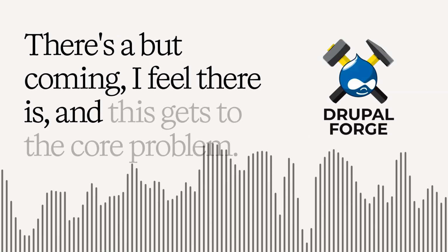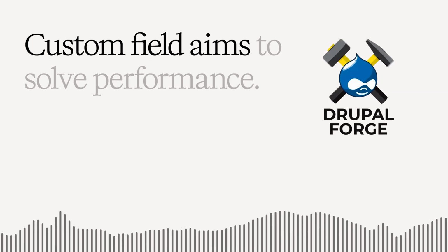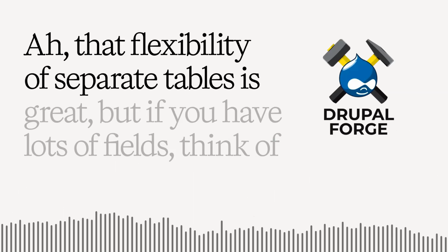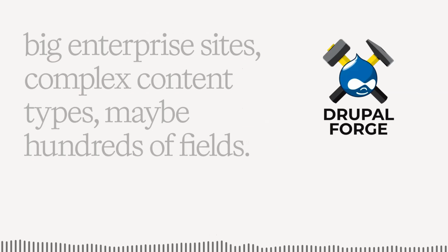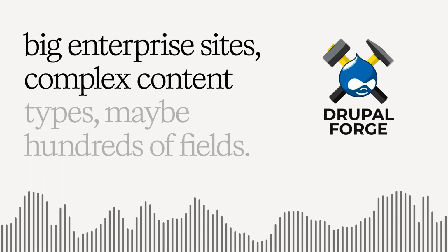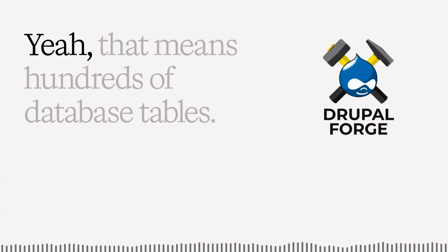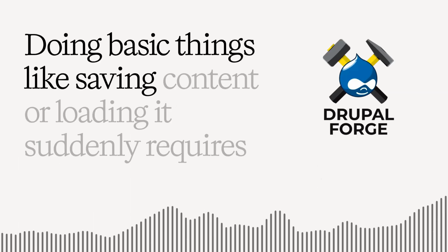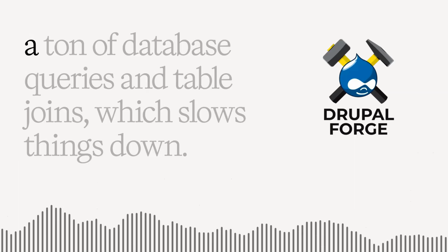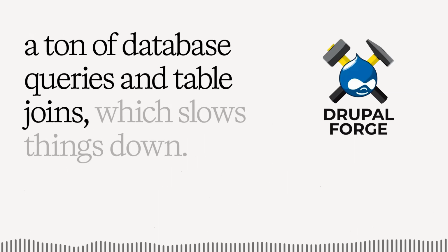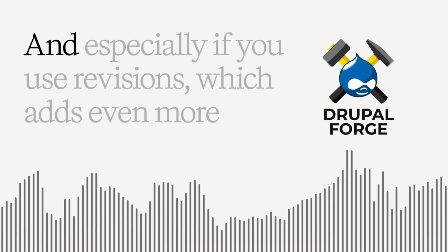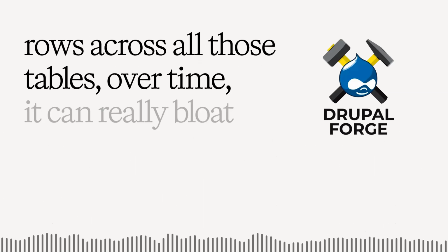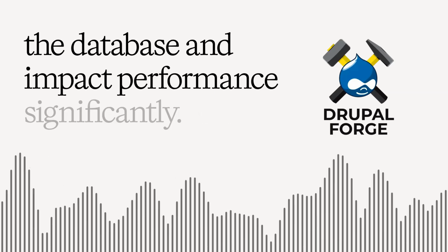There is. And this gets to the core problem Custom Field aims to solve. Performance. That flexibility of separate tables is great, but if you have lots of fields, think of big enterprise sites, complex content types, maybe hundreds of fields. Yeah. That means hundreds of database tables. And doing basic things like saving content or loading it suddenly requires a ton of database queries and table joins. Which slows things down. Exactly. And especially if you use revisions, which adds even more rows across all those tables over time, it can really bloat the database and impact performance significantly.